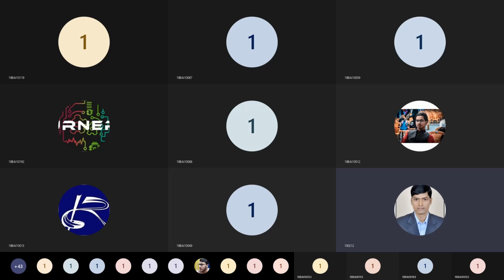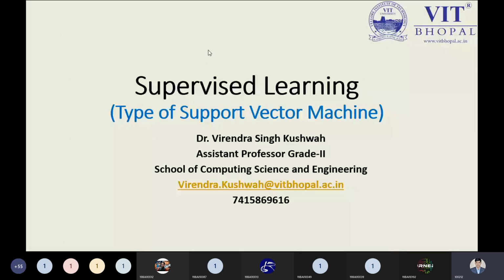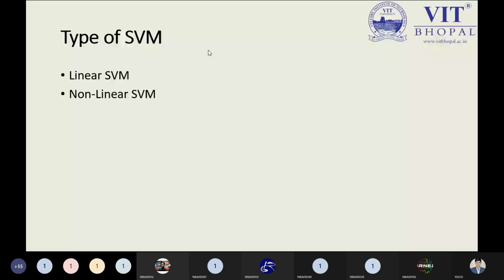Another important topic here is the types of support vector machine. We have two types of support vector machine: linear SVM and non-linear SVM. I'm going to start with the first type, the linear support vector machine.